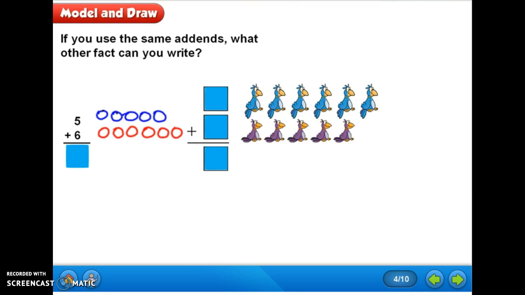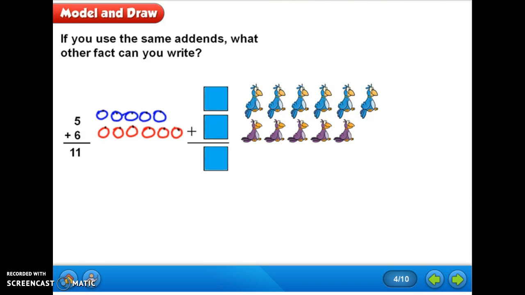1, 2, 3, 4, 5, 6, 7, 8, 9, 10, 11. All right, I have 11. So 5 plus 6 equals 11.